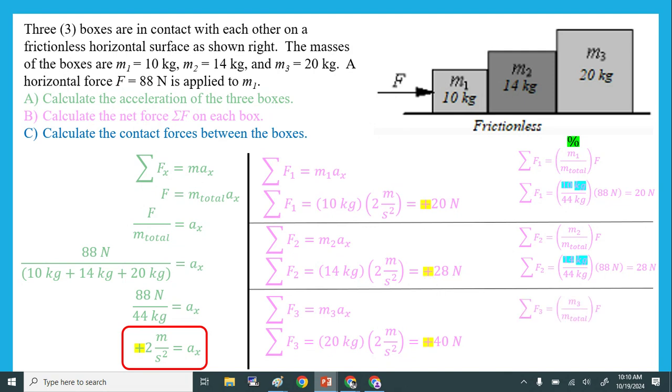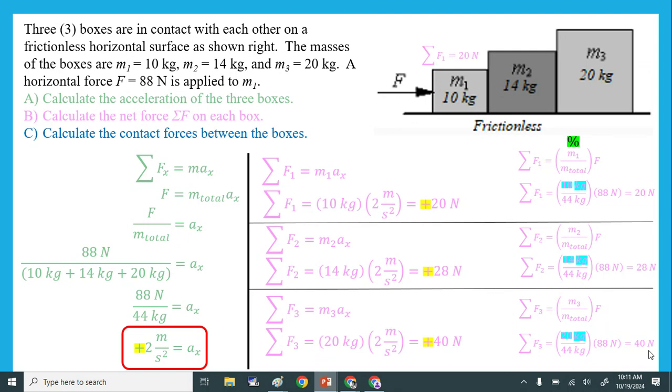And therefore, last but not least, just to knock this out using percentages, M3 is 20, M total is 44. So if you do 20 divided by 44 times 88, you get 40 newtons. So whichever way you want to do it, doesn't really matter to me, pick one.